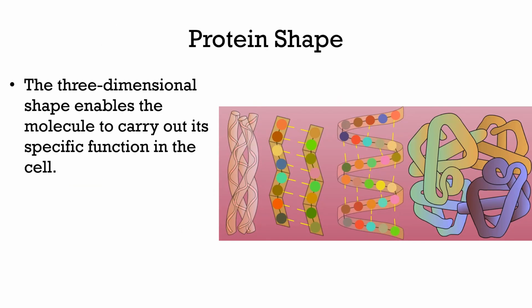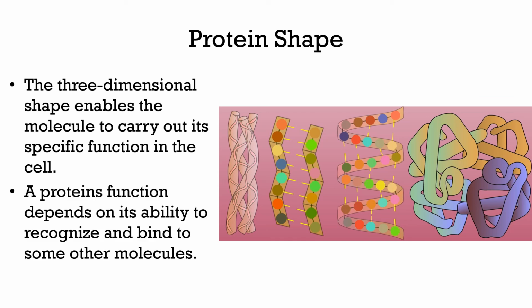Now the 3-dimensional shape of the proteins is essential. So we can see different structural organizations here. The structure will be essential for the function, and if it's not shaped correctly, it will not function correctly. Non-functional proteins are going to be very dangerous, and they can cause a lot of health issues. The ability of a protein to have the right shape and be able to recognize other molecules and bind to other molecules is essential for its function.